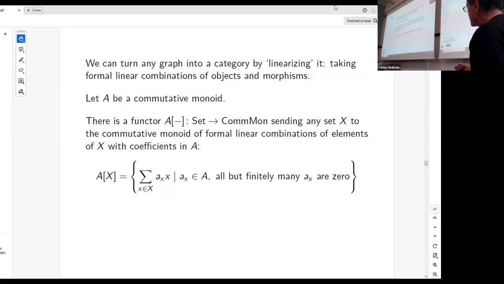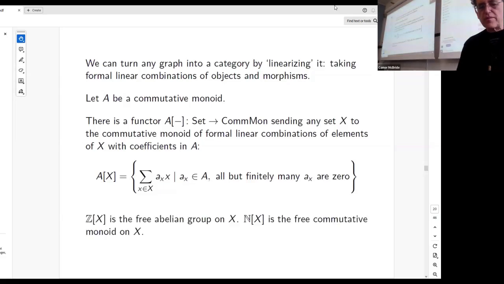But we do know how to write that symbol on the page, and we do know how to add such things because we just add the coefficients using the monoid operation. We better only consider finite linear combinations, or else various nasty things will happen. So if you do this to a set, you get a commutative monoid. And that's a functorial process, sending any set to a commutative monoid. And that's a way of linearizing your problem. That is, turning your problem into one where you can now start talking about linear combinations of things.